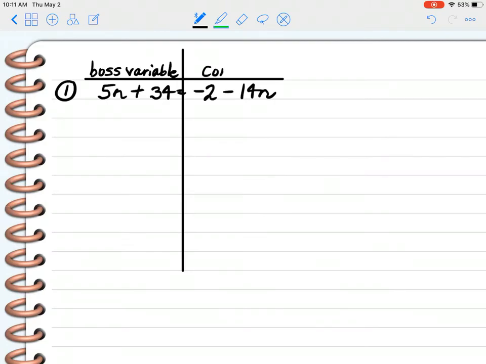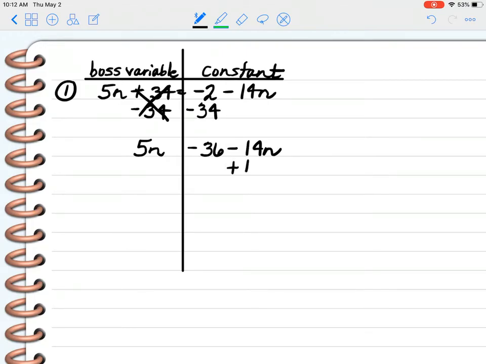And so this will be the constants. And I'm going to go ahead and move that 34 and get rid of it there. And then I'll move the 14 in.